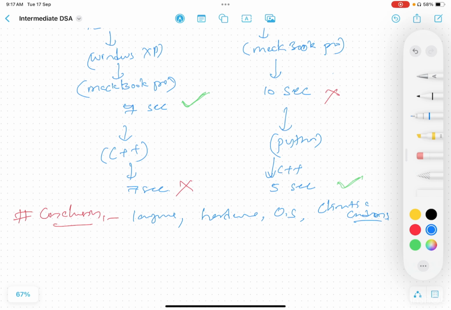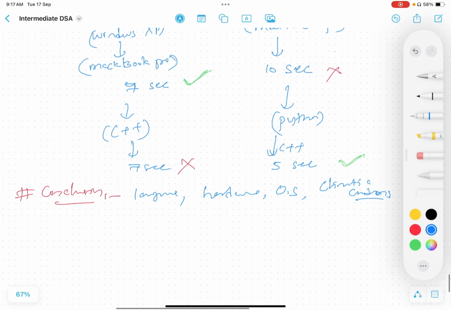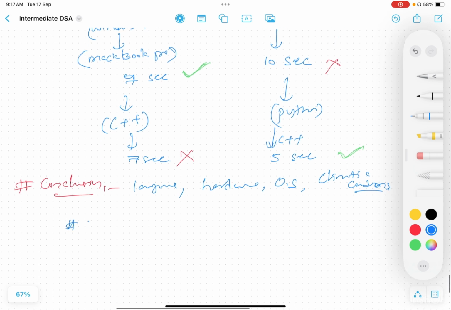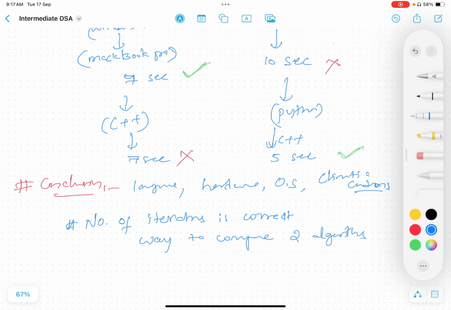Then what? Right, you are right. It's iterations. So I would say instead of comparing on execution time, you can say the number of iterations is the correct way to compare two algorithms.